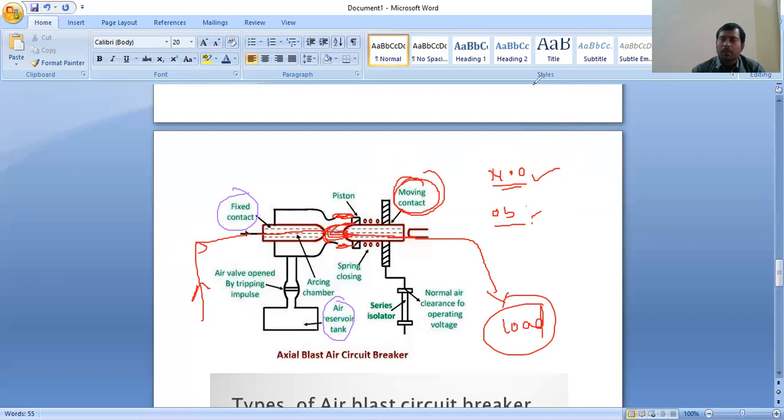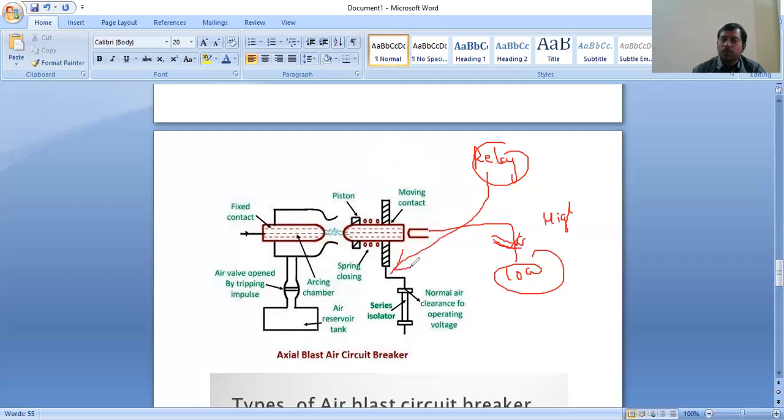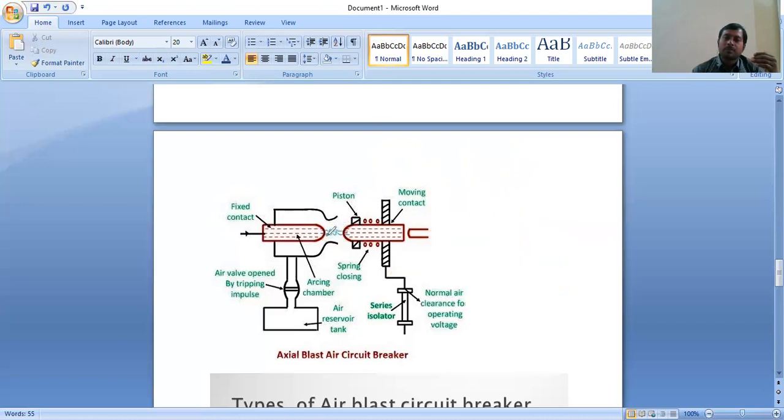Now, if any fault occurs at the load, a huge high current flows. When high current flows, the relay sends the signal and gives the information to this moving contact, and the moving contact will be pulled backwards, outwards away from the fixed contact. When the moving contact goes away from the fixed contact, there is a small gap here.